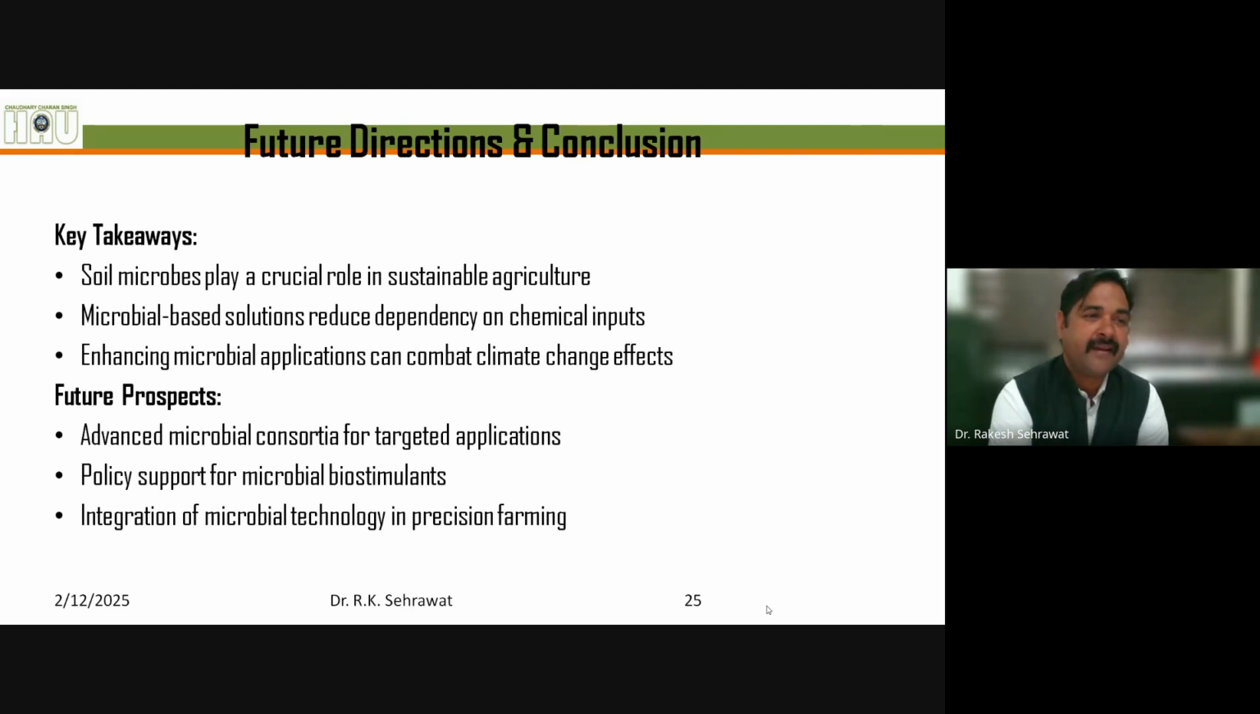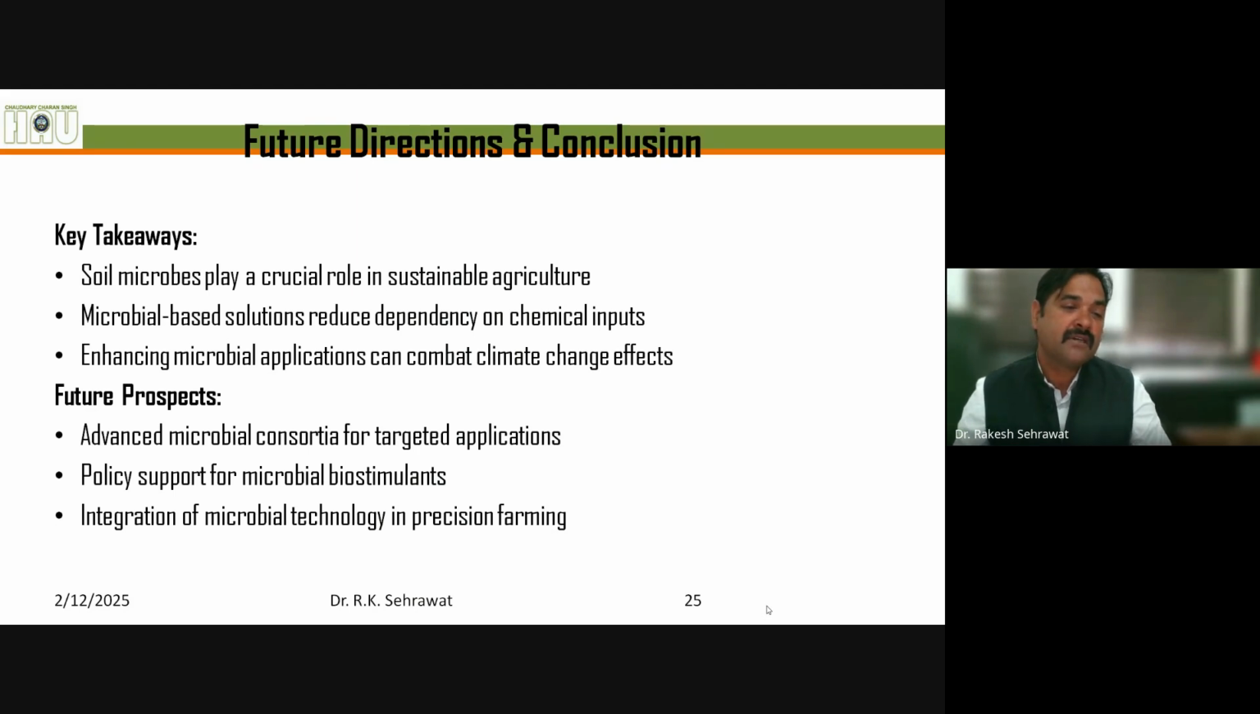So the key takeaways from my lecture: soil microbes play a crucial role in sustainable agriculture. What I can conclude here is that agriculture is not feasible without soil microorganisms. Microbial-based solutions reduce dependency on chemical inputs, including biofertilizers and biocontrol agents. Enhancing microbial application can combat climate change effects, as we discussed in the management of nitrous oxide, carbon dioxide, and methane. The future prospect is advanced microbial consortia for targeted application.